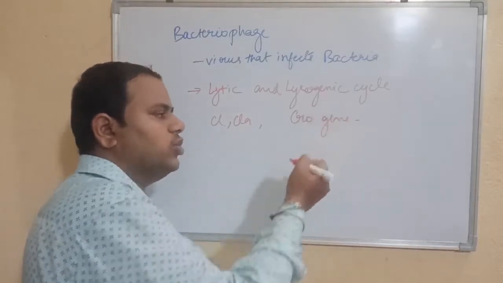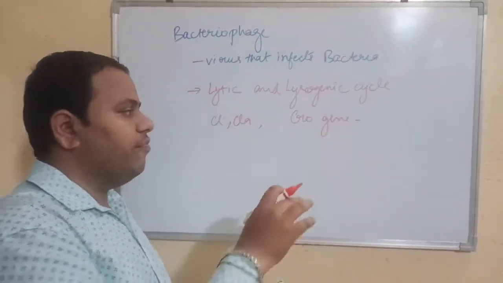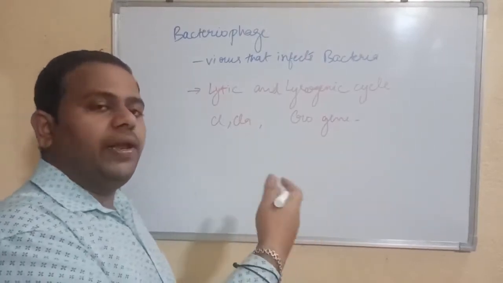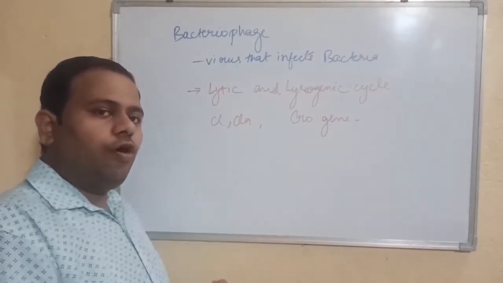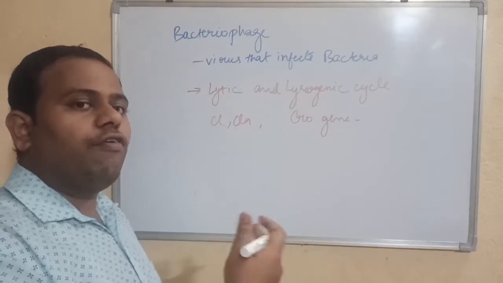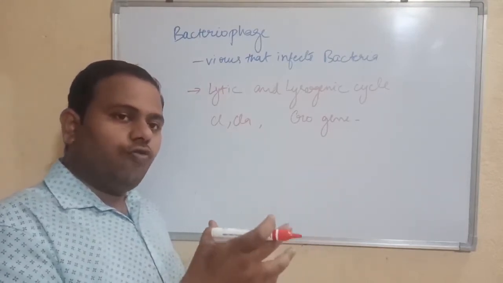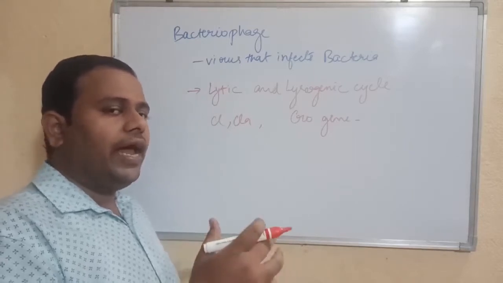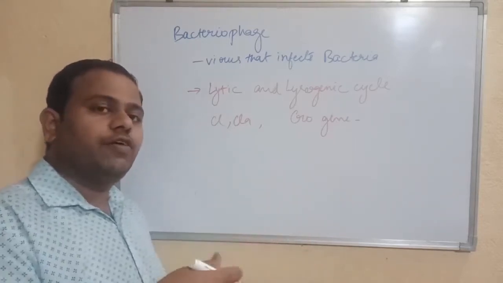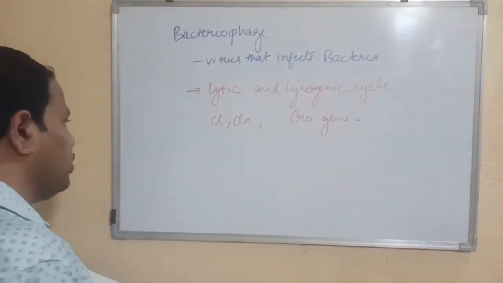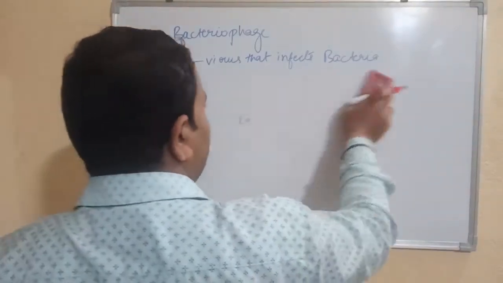What will happen in the lysogenic cycle? The phage DNA will integrate into the chromosomal DNA of the bacteria, thereby replicating itself, and it will also form a number of fragments. Now these fragments will bulge out from the cytoplasm of that bacteria, and the cell here will act as a factory for synthesis of that phage. So these are the two ways through which this bacteriophage infects.